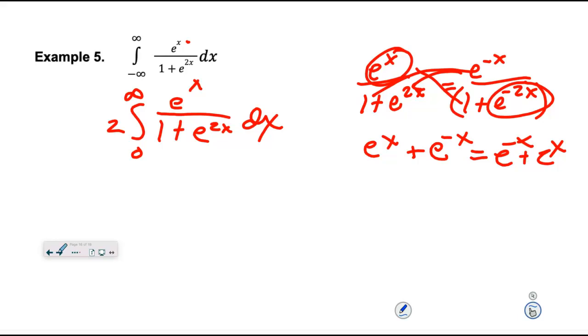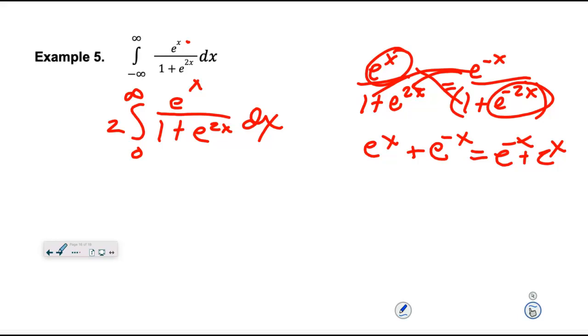Can I look at it? Is it u-sub? So close, right? The derivative of the bottom would be 2e to the 2x, though, so not a multiple of the top. Anyone want to blurt what this is? You got it? This is arctan.